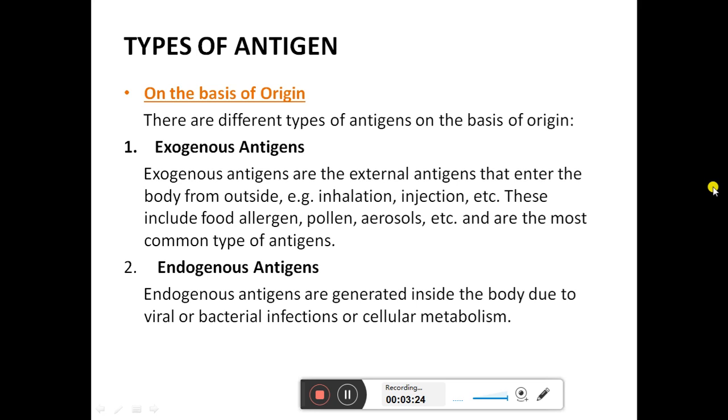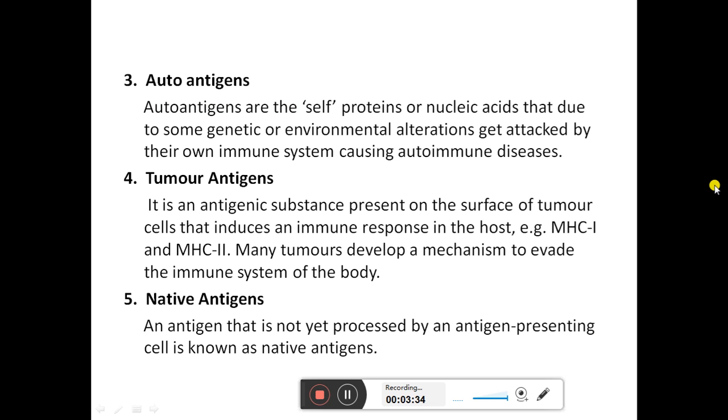The second is the endogenous antigens. The endogenous antigens are generated inside the body due to viral or bacterial infections or cellular metabolism. Third is the autoantigens. The autoantigens are the self-proteins or nucleic acids that, due to some genetic or environmental alterations, get attacked by their own immune system, causing autoimmune diseases.